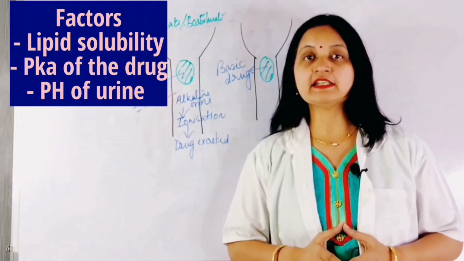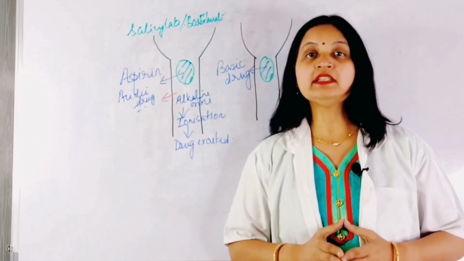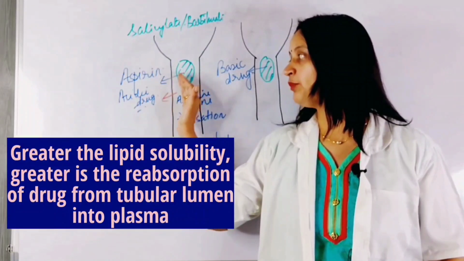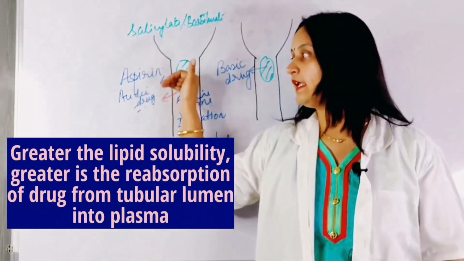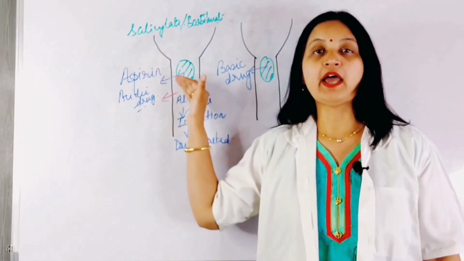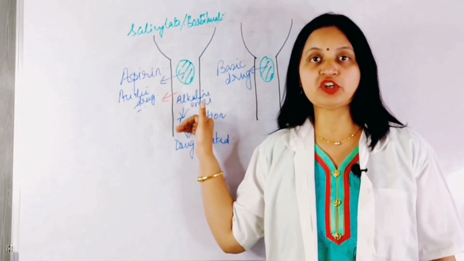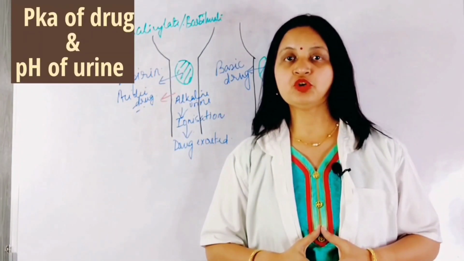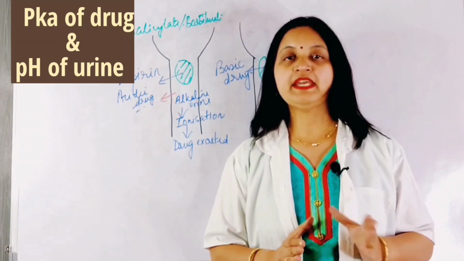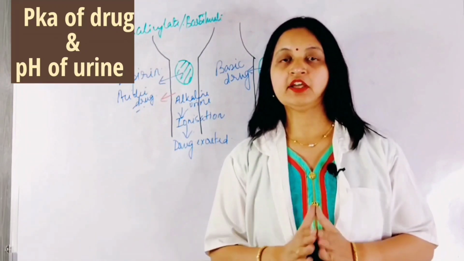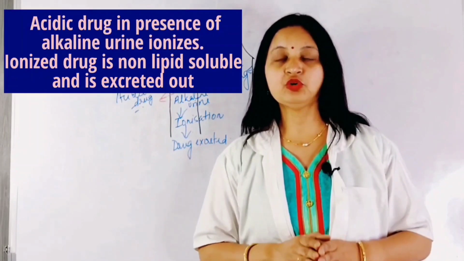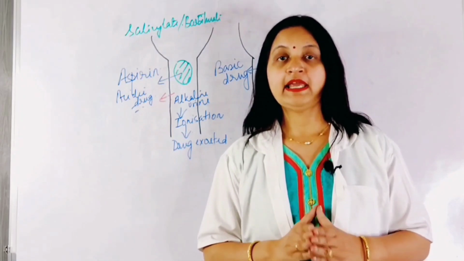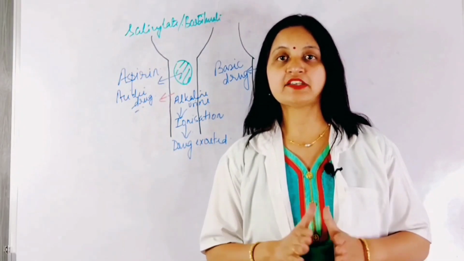The first factor, that is lipid solubility of drug. Greater the lipid solubility of the drug, greater is the reabsorption of drug from the tubule into the plasma and lesser is the excretion of the drug. So higher the lipid solubility, lesser is the excretion of the drug and greater is the reabsorption. The other factors that influence tubular reabsorption of drug are the pH of the drug and pH of urine. So an acidic drug in presence of alkaline urine ionizes, and since the drug is in ionized form, it is less lipid soluble and is easily excreted.